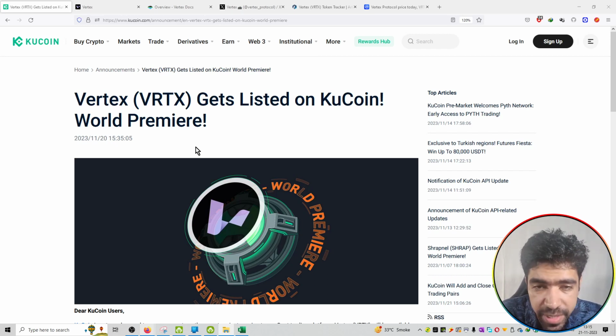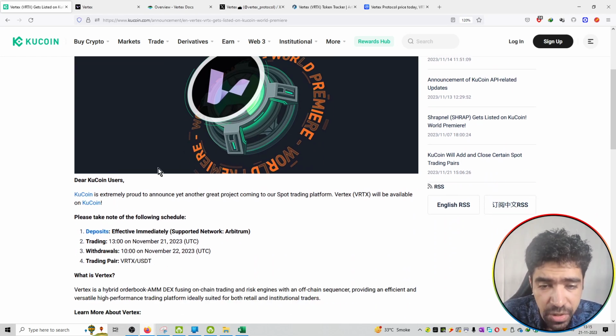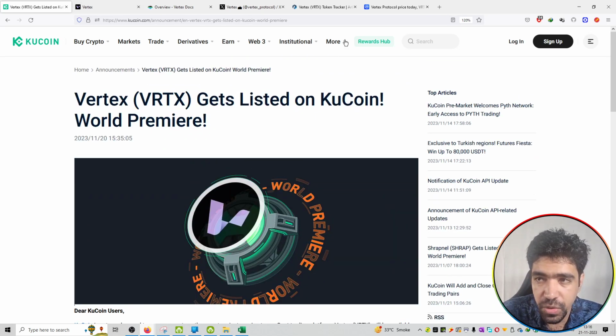You can see over here the article में I mentioned है, and this article came out on 20th November 23 में. You can see Kucoin is extremely proud to announce yet another great project coming to the spot trading platform, and the coin name is VRTX. अगर आपको spot में purchase करना है Kucoin exchange, then you can convert your USDT coin into VRTX coin, and that is now available on the Kucoin exchange. ठीक है? So you can see the details over here.